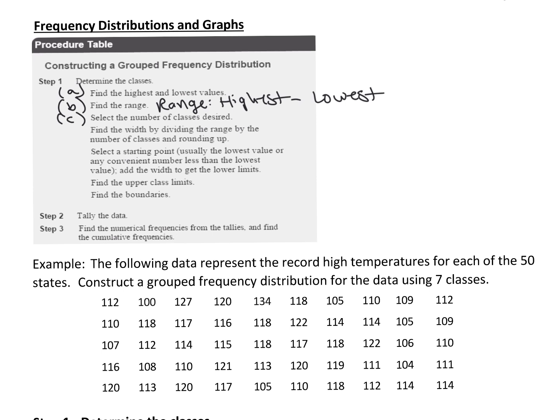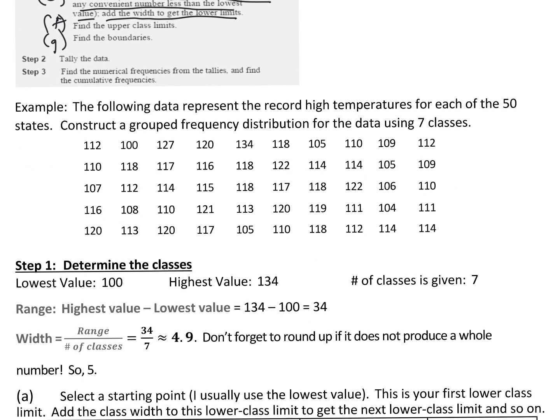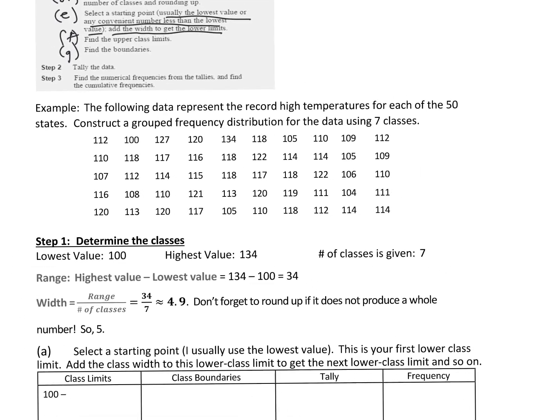Select the number of classes desired and find the width by dividing the range by the number of classes and rounding up. Then select a starting point, usually the lowest value or any convenient number less than the lowest value. Add the width to get the lower limits, and then we will find the upper class limits and the boundaries. Then of course we'll tally the data and do the numerical frequencies, which is the easier part.